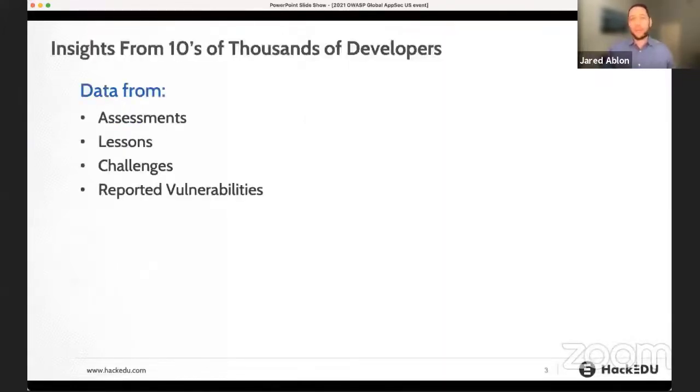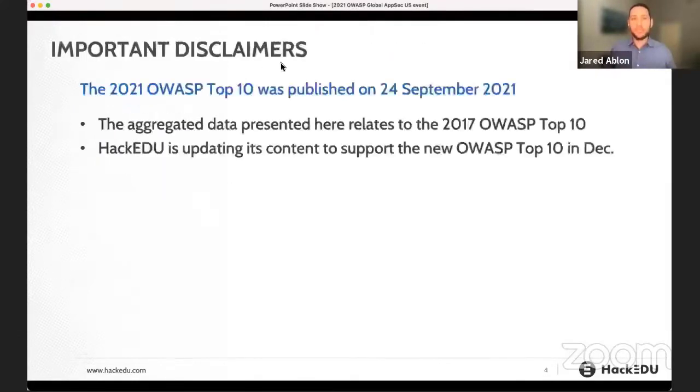I'm going to start with, as I mentioned, insights from tens of thousands of developers, and the data is from lessons that we have, assessments, challenges, reported vulnerabilities, and the interaction with these people is what we've looked at to determine some very interesting insights. One disclaimer before getting into it: we're talking about the 2017 OWASP Top 10, not the 2021 OWASP Top 10 that was just published. We're currently updating our content and data, so it will be reflective of the new Top 10 in December.